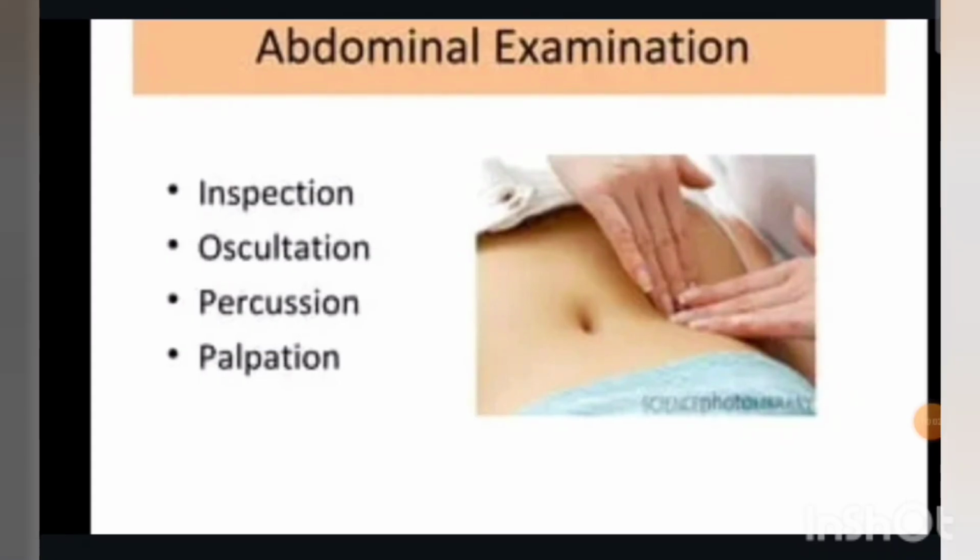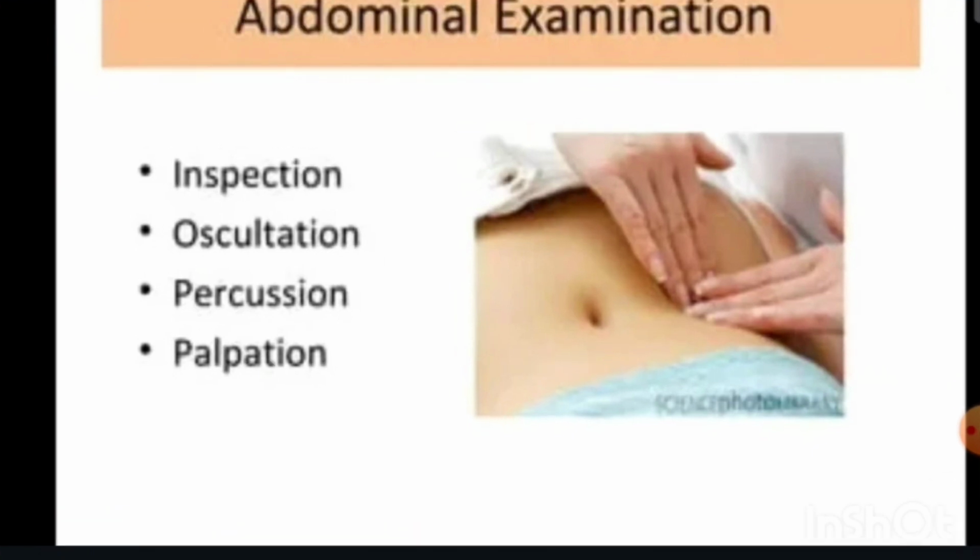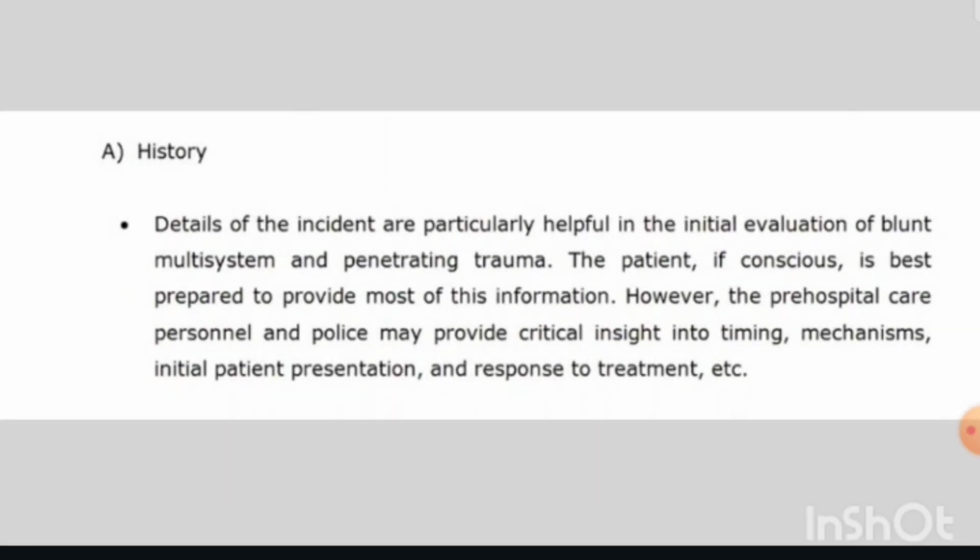Let's start to talk about how to examine the abdomen. There are four techniques. The first one is inspection, then auscultation, then percussion, and the last one is palpation. But before these four techniques, you must know the history, which means you should collect data to know about the person and the mechanism of injury, maybe blunt trauma, maybe penetrating trauma. So the history is an important thing.